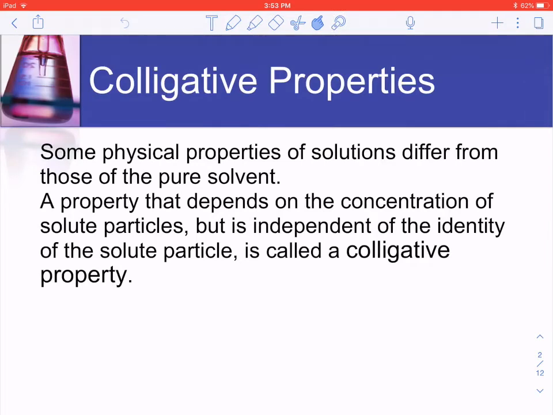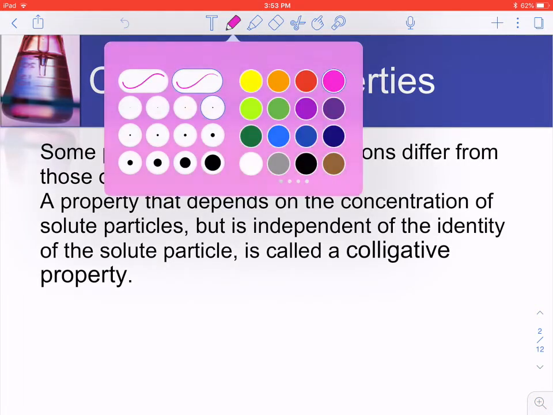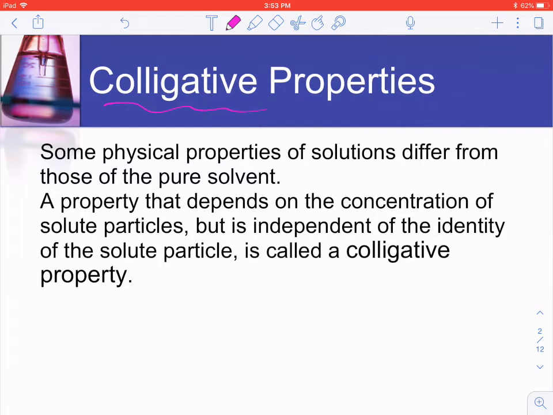Hey everyone, let's talk about some of the physical characteristics of these solutions, and they give rise to some things that we call colligative properties. So what the heck does this word colligative mean?